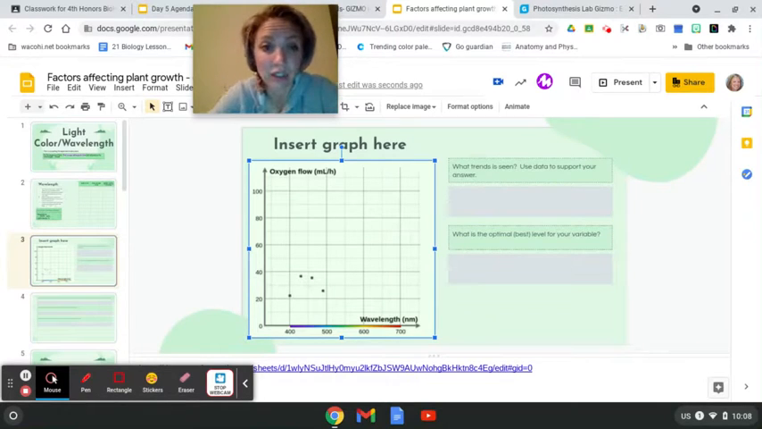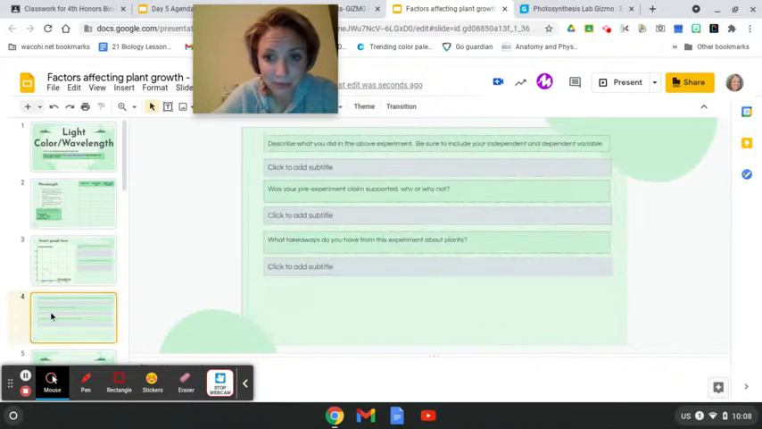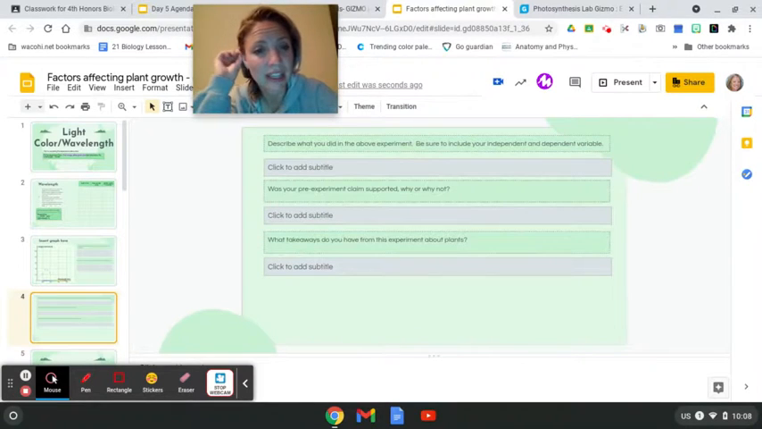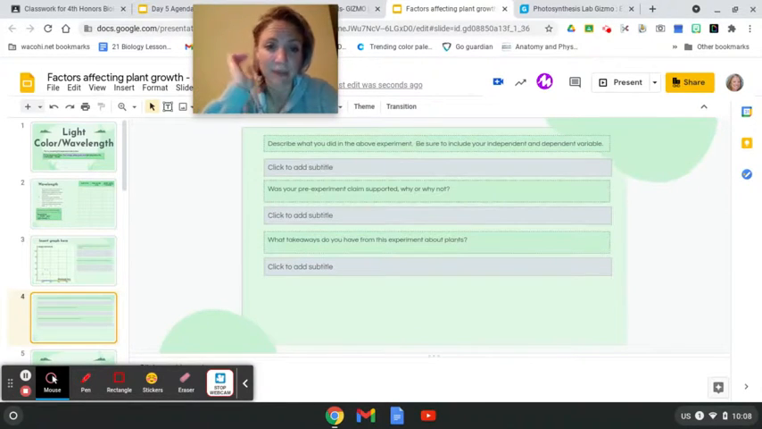And then all you have to do to finish your variable is answer the questions. What trends can be seen? What's the best level? And then describe what you did. Was your pre-experiment claim supported? And the last question is, what are your takeaways? Okay, so you're going to complete this for all of your variables.